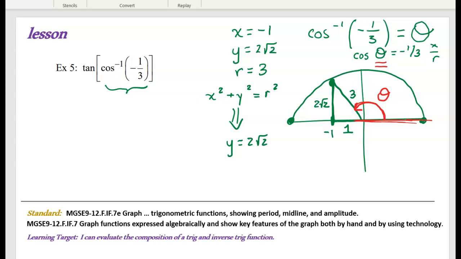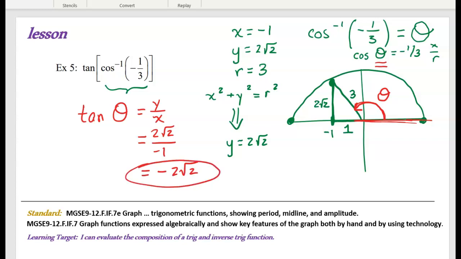Now, once again, like the last example, cosine inverse of -1/3, I called it theta. So now, that's the question. What is tangent of theta? Well, given theta here, and I know x, y, and r, tangent, by definition, is y over x. And I know y over x. So my y value is 2√2. My x value is -1, so my final answer is -2√2. Boom. Final answer.